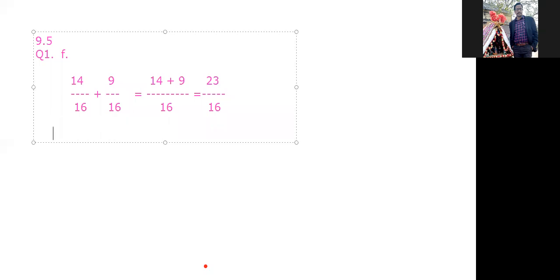We will convert it to a mixed fraction, and everybody knows how to do a mixed fraction. The denominator will work as the divider.